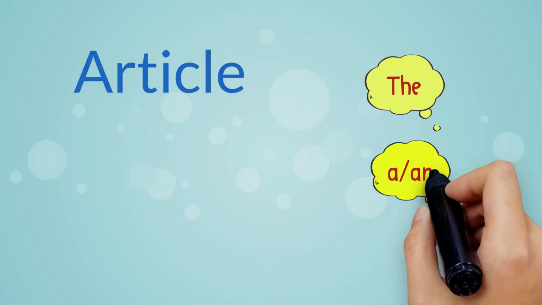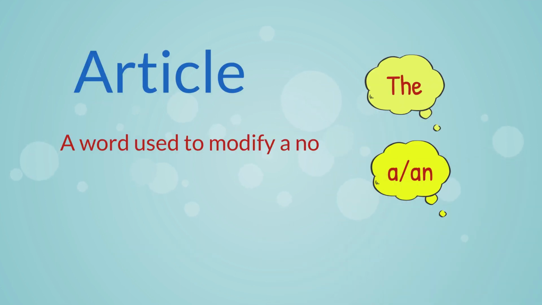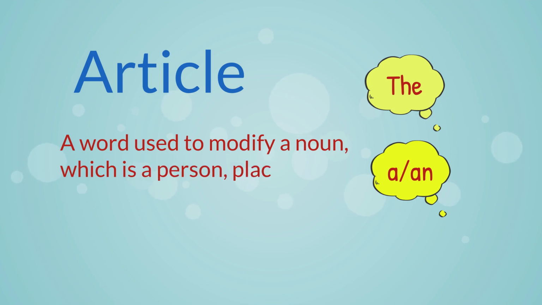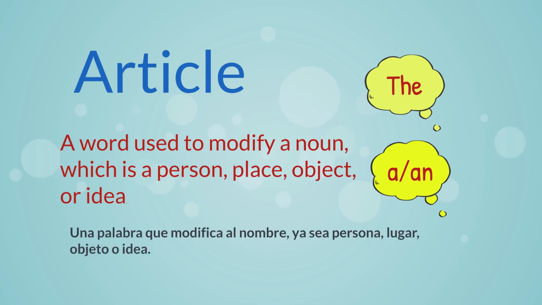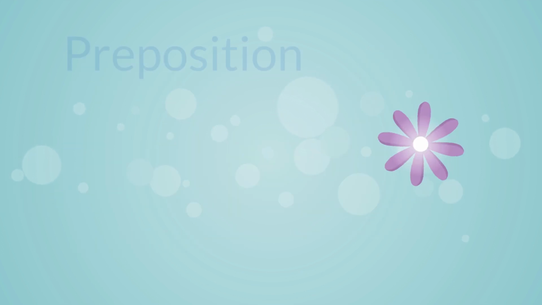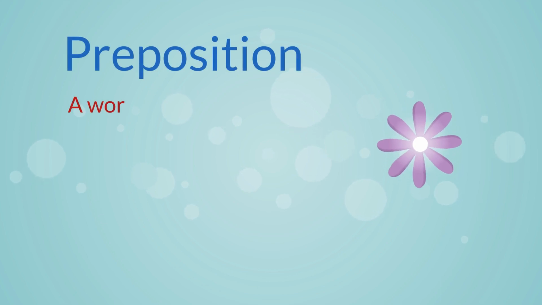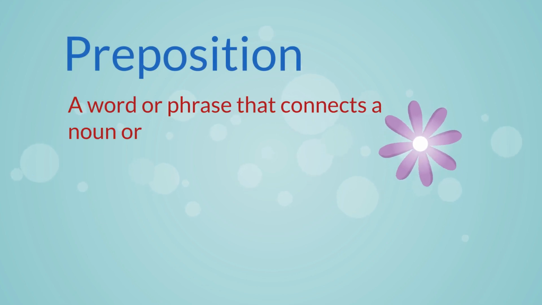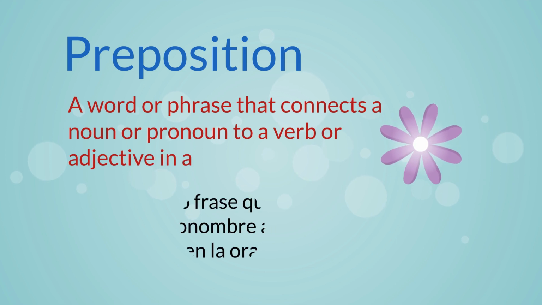An article is a word used to modify a noun, which is a person, place, object, or idea. The cat in the hat. A preposition is a word or phrase that connects a noun or pronoun to a verb or adjective in a sentence.